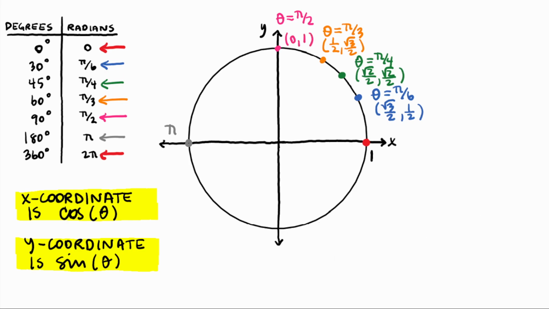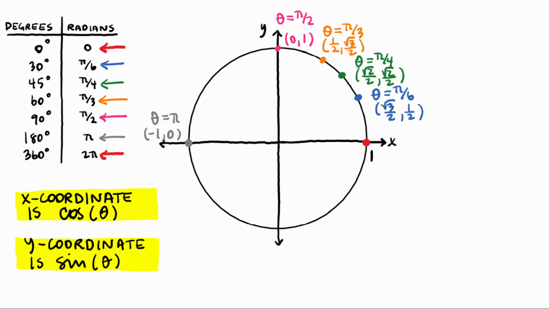And as a result, I can say that cosine of pi over 2 is the x-coordinate, or cosine of 90 degrees, and that's going to equal 0. And the sine is the y-coordinate, sine of pi over 2, sine of 90 degrees, that's going to equal 1.